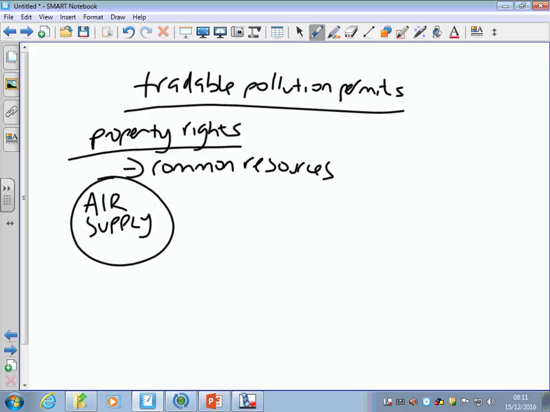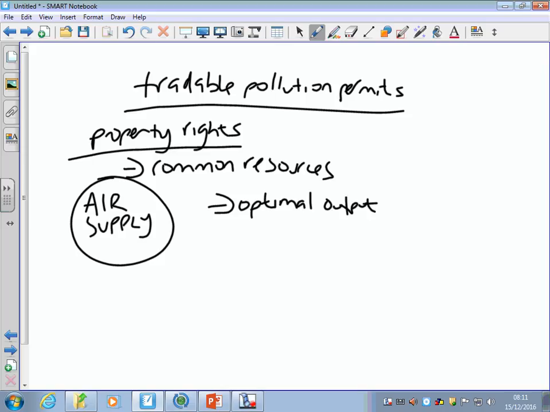If you chuck pollution up into the atmosphere in a free market economy, there's no cost for the business at all. In fact, it probably saves them money not having to dispose of things properly. So what the government will do, they will say, right, we will take ownership of the air supply, it's ours. And the government will work out an optimal output.